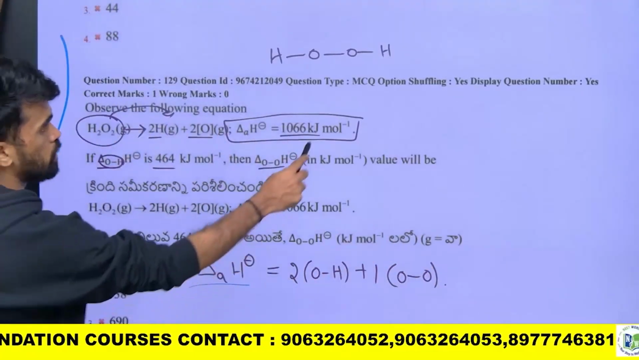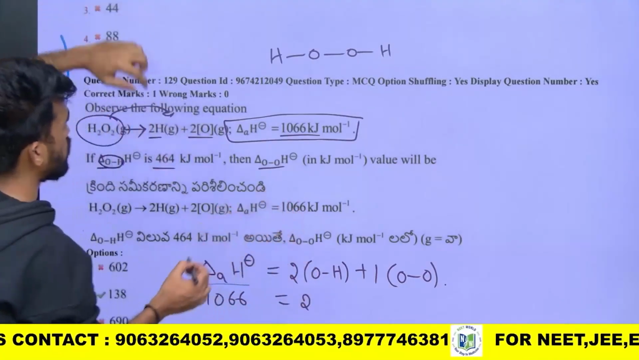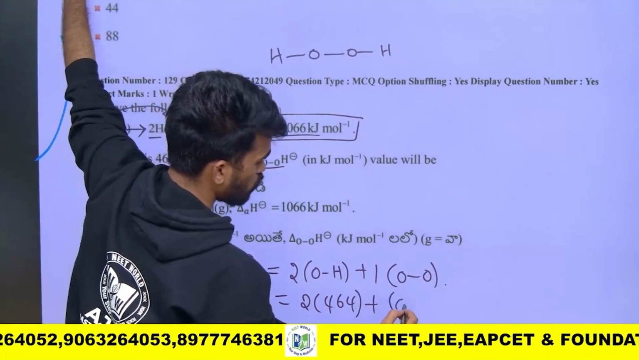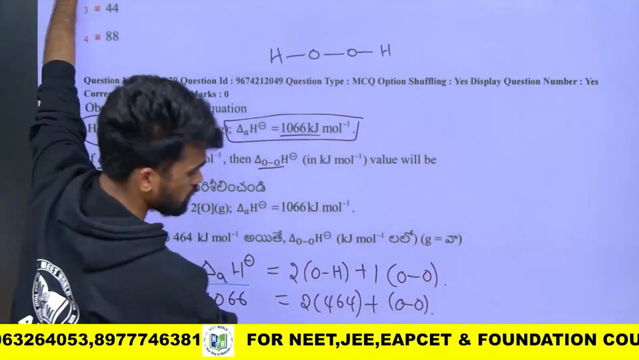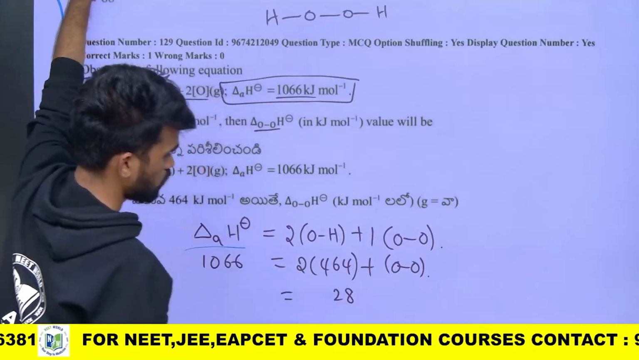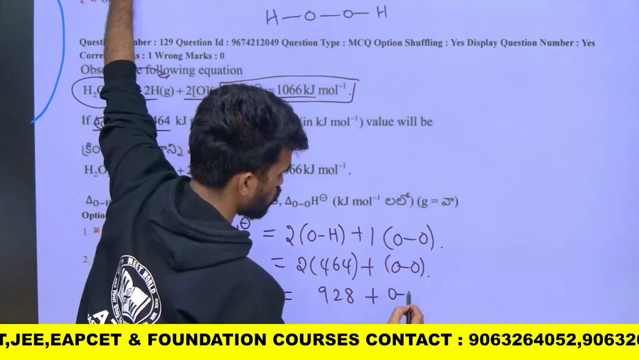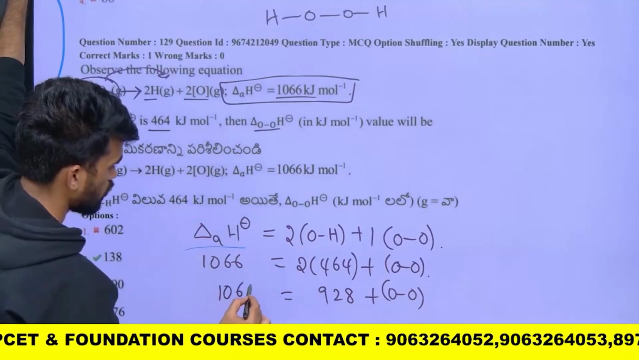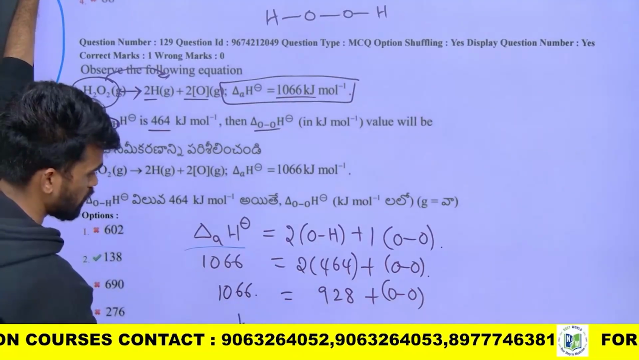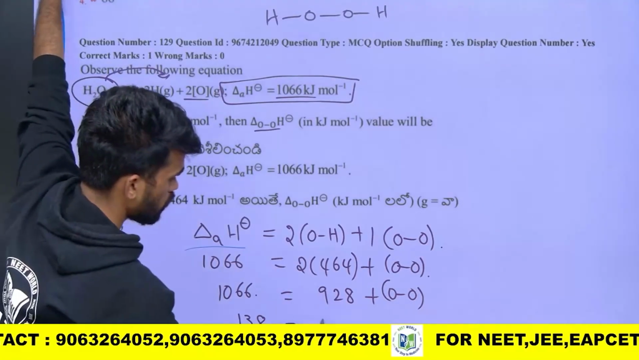So what is the value mentioned here? 1066, which equals 2 into, what is the value of OH here? It is 464, you can write here, and 1 OO bond they mentioned. So from this, 2 times 464 is 928. This is the one OO bond, and this is 1066. If you subtract this 928 from this, you will be getting 138. So 138 is the answer for OO.